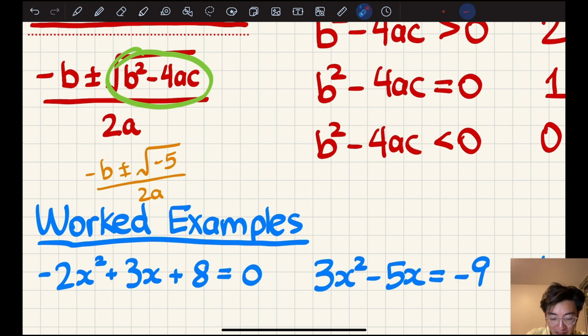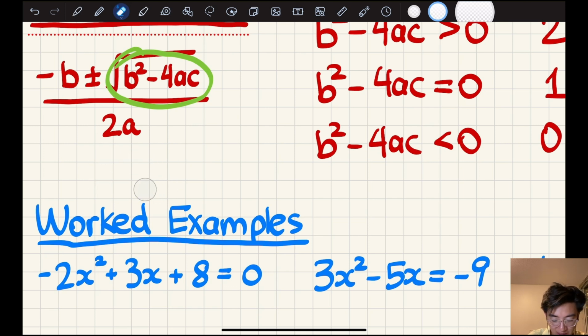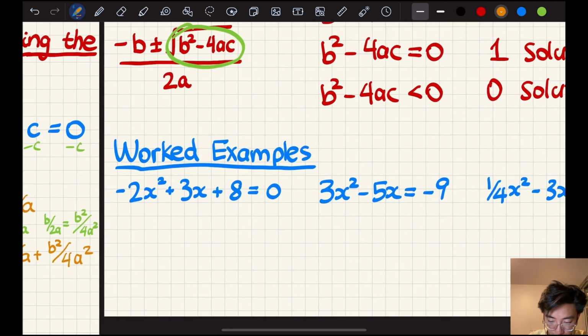So this is why discriminants are very useful, just by looking at what's inside that root over there. If it's positive, two solutions. If it's 0, one solution. If it's negative, zero solutions. So let's do some examples.